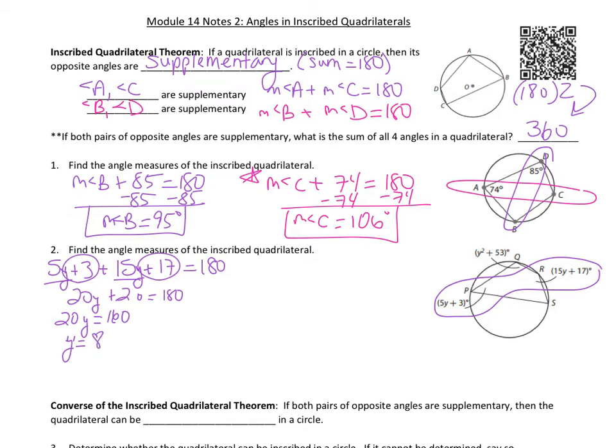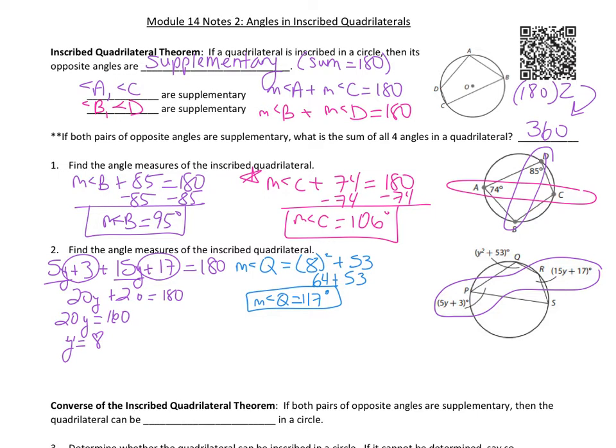Now realize that's not what this question is asking us to do. We need to find all the angle measures. That means all 4 angles. So to find the ones we have so far, we need to plug the 8 back into all 3 of those. So for angle Q, we need to take 8 squared plus 53, so we get 64 plus 53, which then gives us 117.